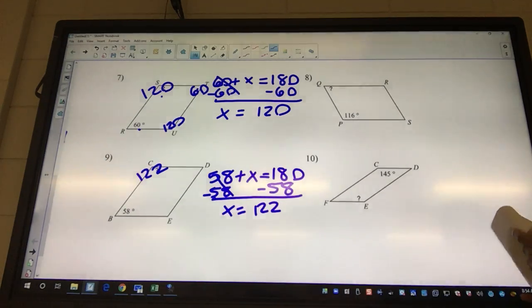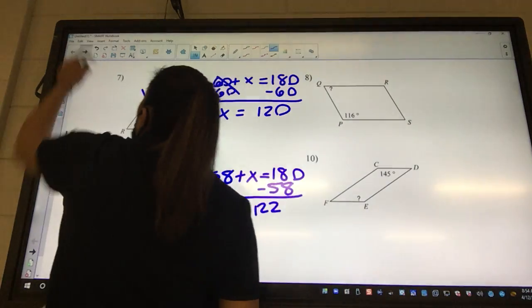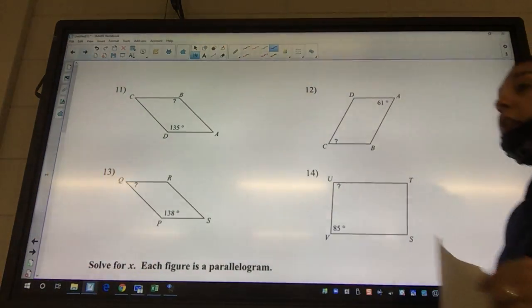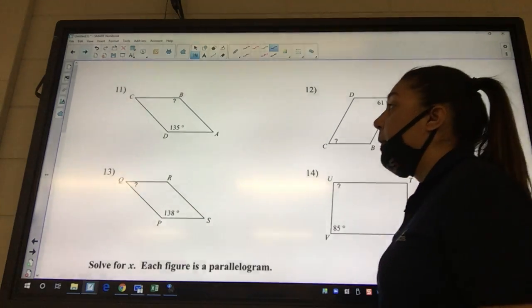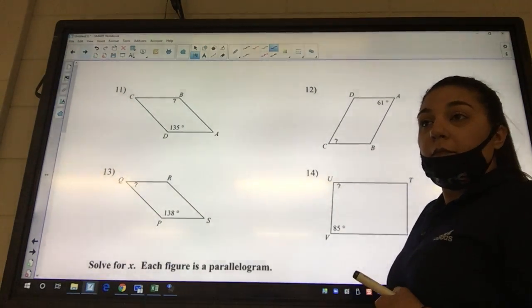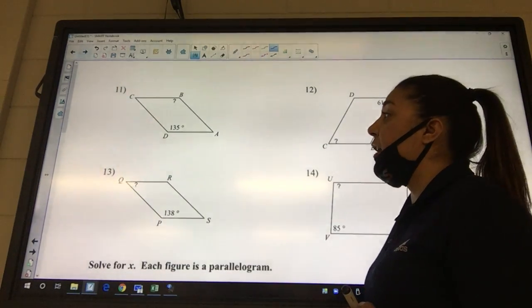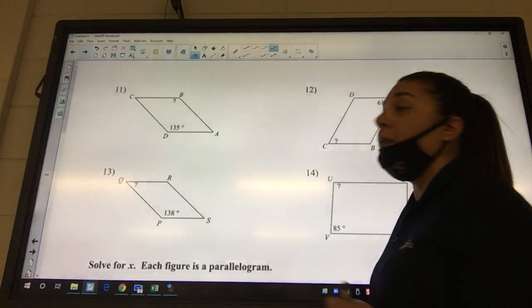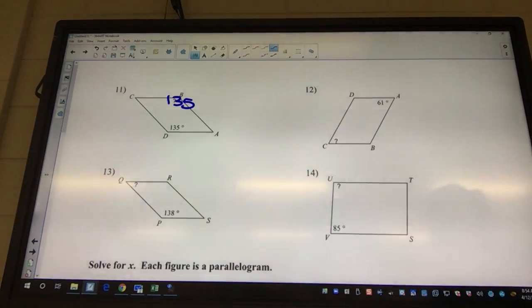Oh no, this is not all we're doing. Okay, look at number 11. Are they on same sides or opposite sides? They're on opposite, so if that's 135, what does the other one got to be? 135. Wait, so only if on the same side where it's like you have to add it?